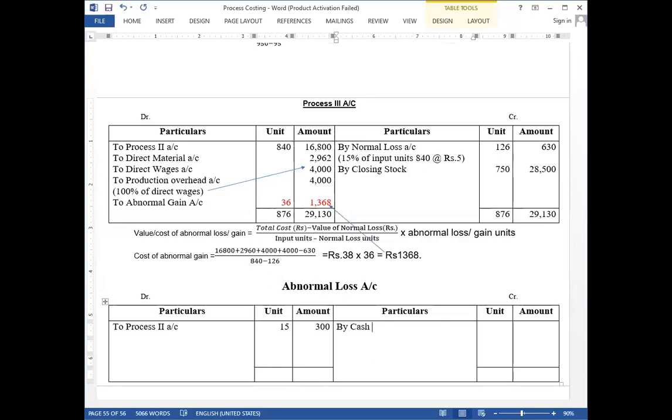Okay. There are two ways you can write. Either you can write it as buy cash or you can write it as buy normal loss so that you can transfer this from here to that side, that means normal loss account. There are two ways. Again, I'm repeating. Either you can transfer from here to there or better you can write buy cash because we are going to sell this unit as a normal loss unit only.